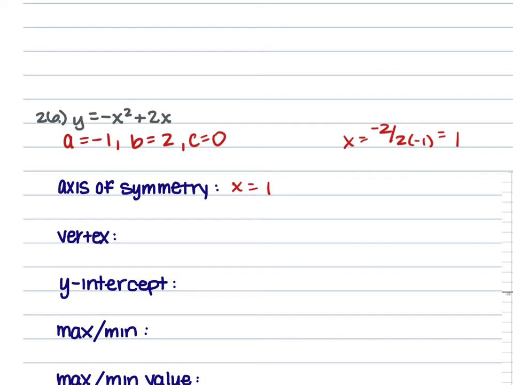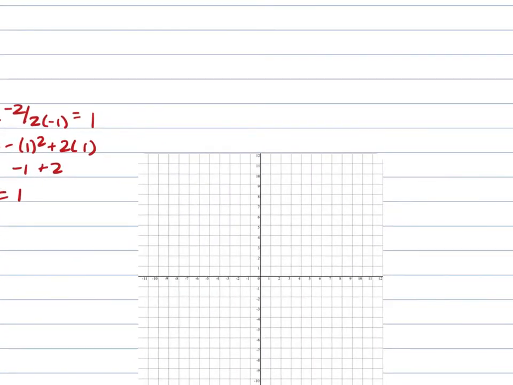We're going to plug that in and solve for y. So y is equal to negative 1 squared plus 2 times 1. This is going to be negative 1 plus 2, which gives us a y of 1. So that's negative 1, 1. Sorry, it's 1, 1, not negative 1. Our x is 1, our y is 1. We're going to plot that point.